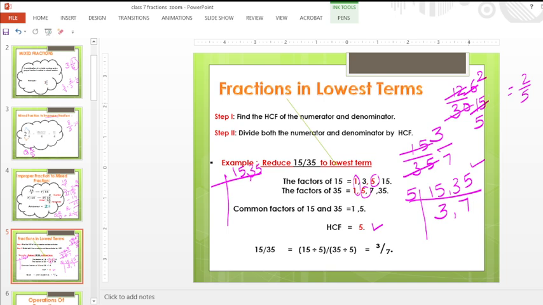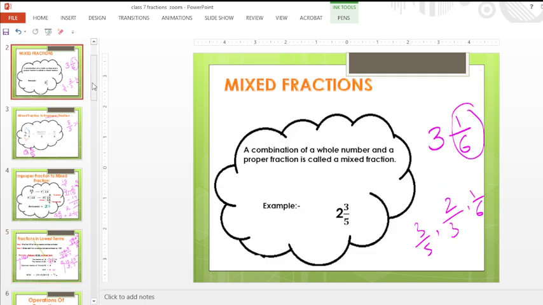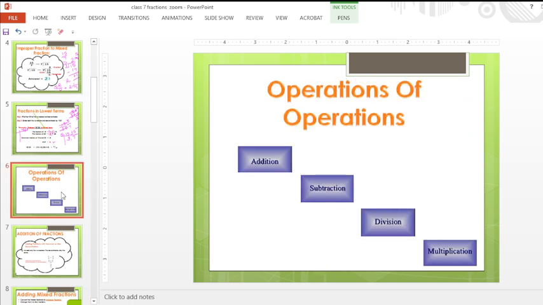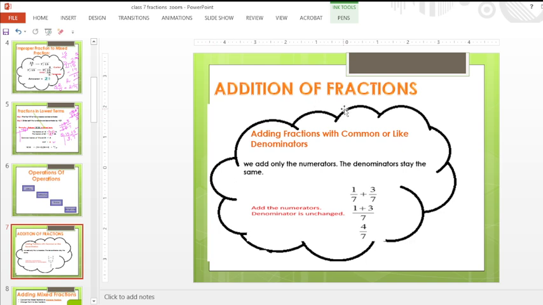Okay, so let's move on to another slide, which is operations of addition, subtraction, division, multiplication. How you are adding fractions, subtracting fractions, dividing, and multiplying. All these 4 operations are there. Let's take the first, the addition of fractions.